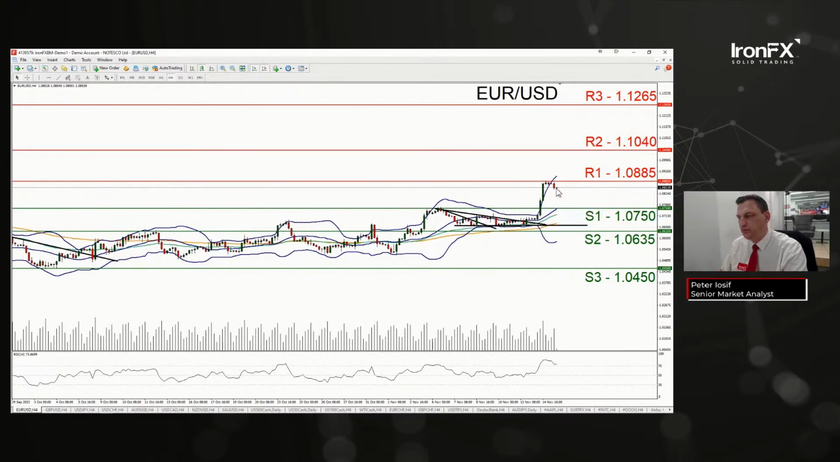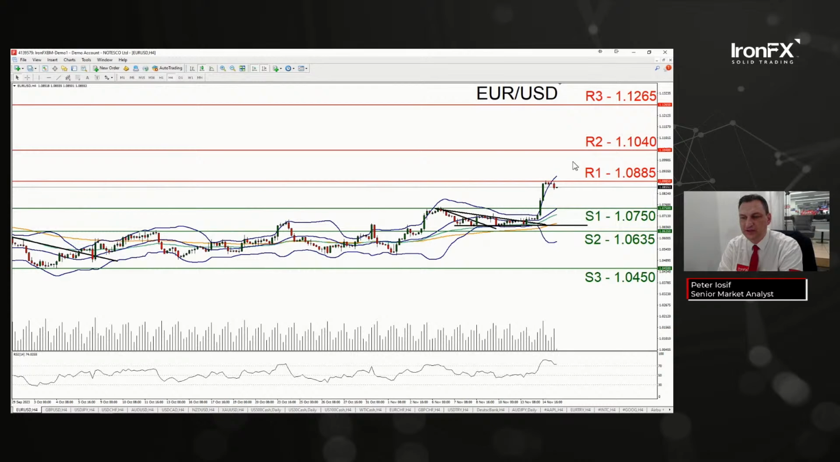Once again, though, should the bulls maintain control over the pair, I would expect it to breach the R1 1.0885 and start aiming for the R2 1.1040. Especially should the weakening of the USD be maintained, Euro USD's upside potential increases. And I'm mentioning this because we have two financial releases which are key regarding the US dollar today in the American session.